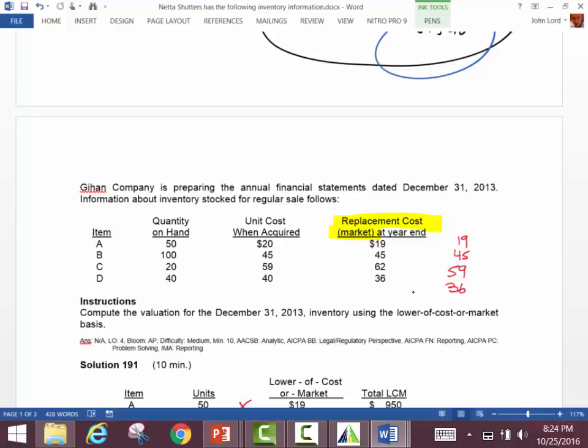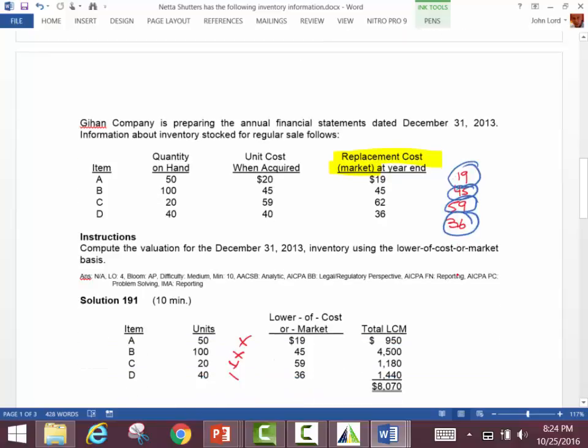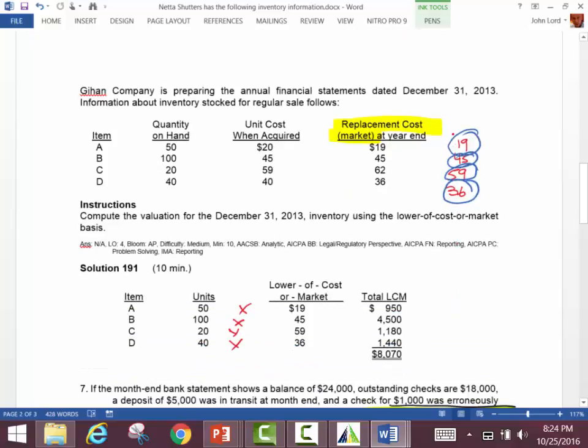It's lower of cost or market, isn't it? So you pick up the lower of the cost or the market. Okay, and so what happens? What's lower? The 19s. Okay, good. What's lower here? Well, they're the same, so we pick the 45. What's lower here? 59. What's lower here? 36. And then you just simply do the extensions, don't you? Down here, taking these numbers.